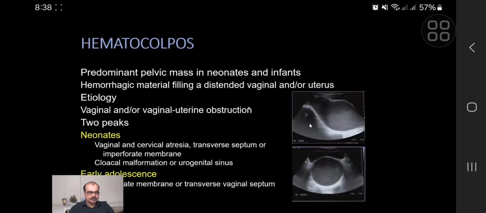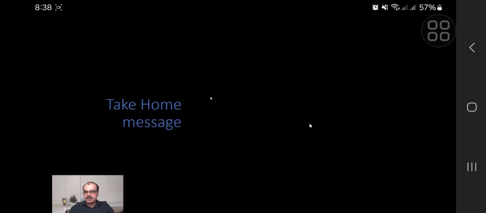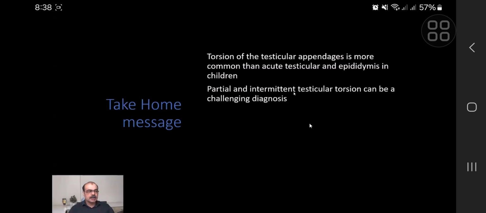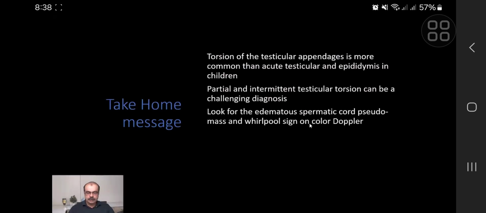So you have to keep this in mind. And now this concludes our talk on the acute emergencies, and a short summary is that torsion of the testicular appendages is more common than acute epididymitis. This is the first thing. Then partial and intermittent testicular torsion can be a challenging diagnosis, but this patient will present with a typical history. Look for edematous spermatic cord, pseudomass, and whirlpool sign on color Doppler for partial and intermittent testicular torsions.